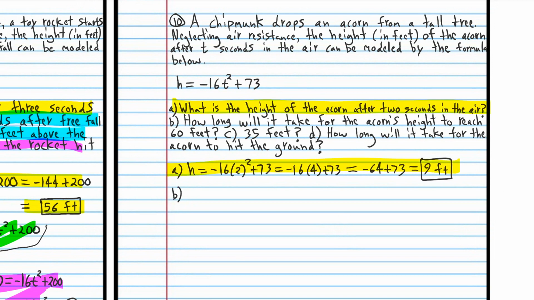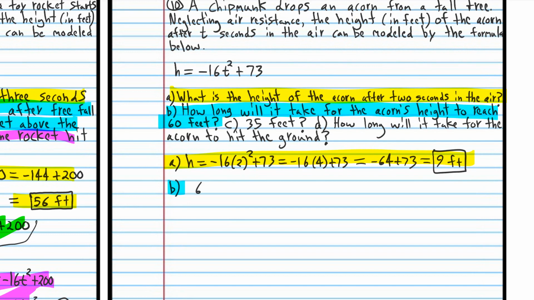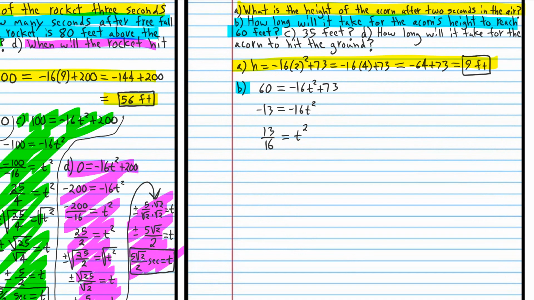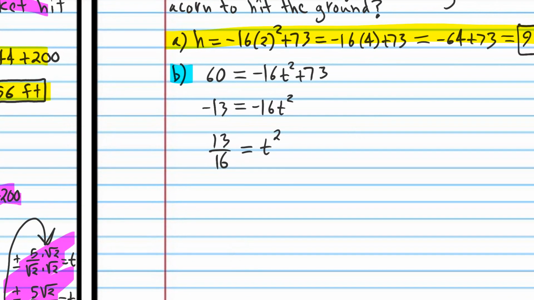Alright, part B. How long will it take for the acorn's height to reach 60 feet? So that's what we're doing here. So we're going to let h equal 60. We're going to subtract 73 from both sides, and we get negative 13. Divide both sides by negative 16, and we get 13 over 16. Negatives go away because obviously a negative divided by negative is a positive. So now we're going to square root both sides. And you don't have to rewrite at this point, but I'm just rewriting so you know exactly what's happening here.